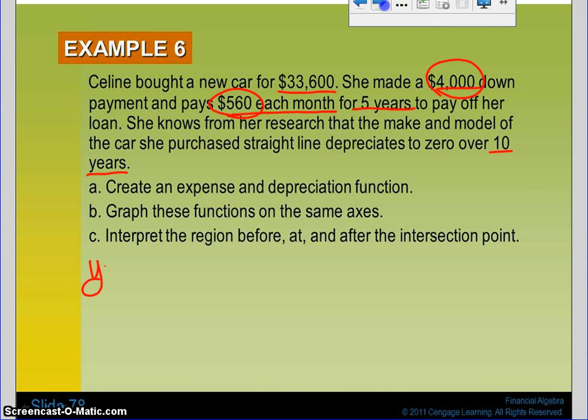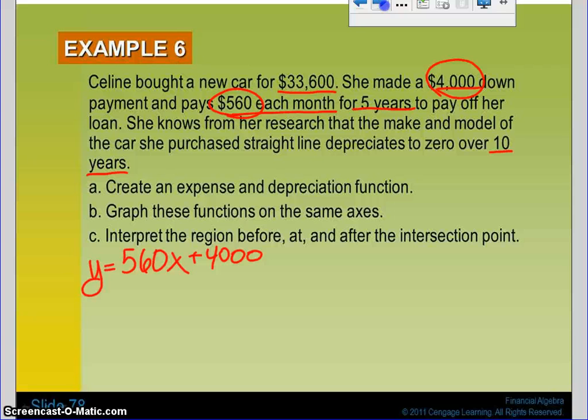So the expense deals with the monthly payment and the down payment. So it's y equals, she pays $560 a month, x being time in months, plus $4,000 down, and that's my expense equation. Next, I need to look at the depreciation equation. And so it looks like, first off, we've got to figure out what the slope is.